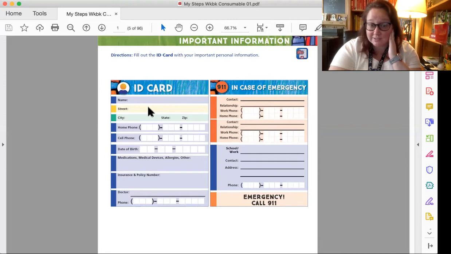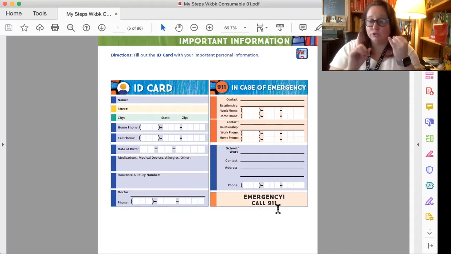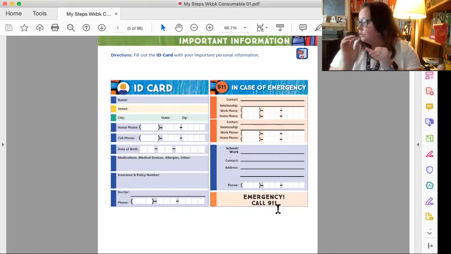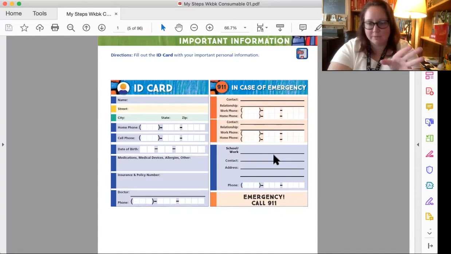Your street address has a number, your zip code, your phone number, your birth date, insurance policy number, doctor phone number, in case of emergency people, and the school phone number and calling 911. There are many different numbers that you can practice. You can use your calculator, and remember, you can use your communication device. If you have your ID card ready, you can practice giving it to someone. So, there are multiple ways to practice the math skills, so make sure you finish this.